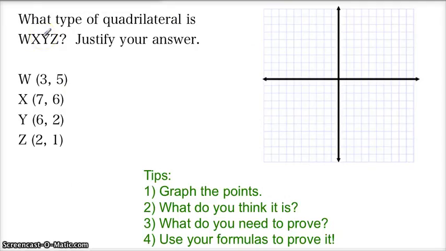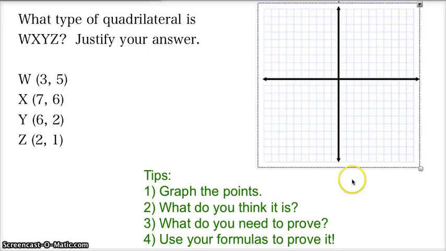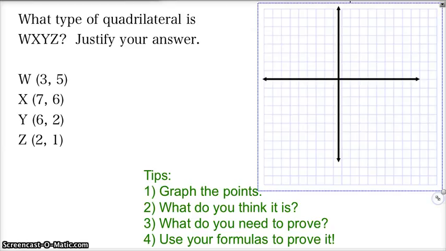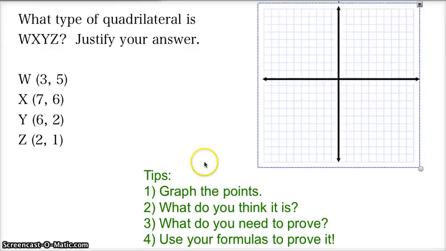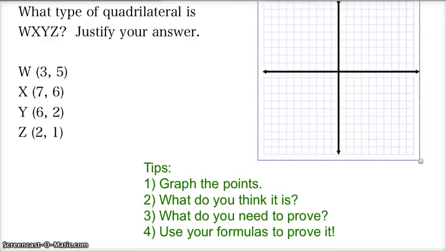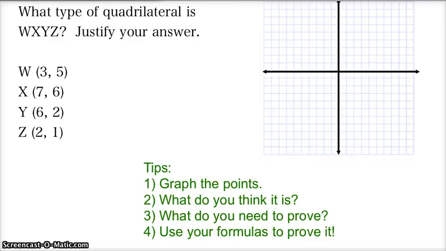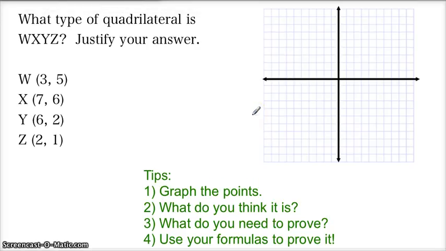All right, first problem. It says, what type of quadrilateral is W, X, Y, and Z? So I'm going to make this a little bit bigger to make this easier for myself. Whoops, or not. We'll just leave it. So my tips: graph the points that you have. Then ask yourself, what shape do I think it is? What do I need to prove in order to really show that this shape is what I think it is? And then how am I going to do it? What formulas are we going to use?